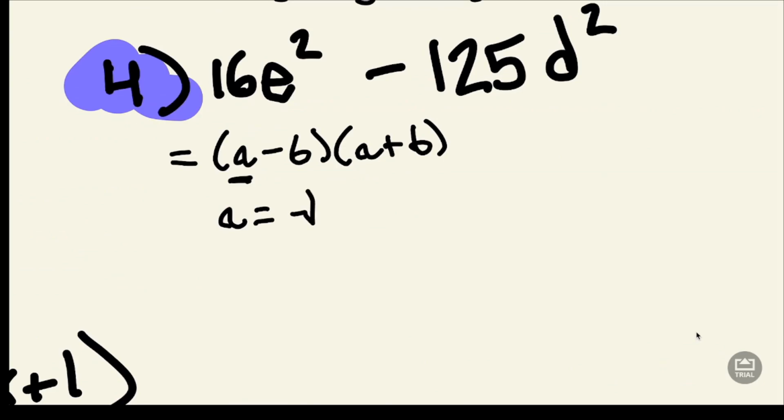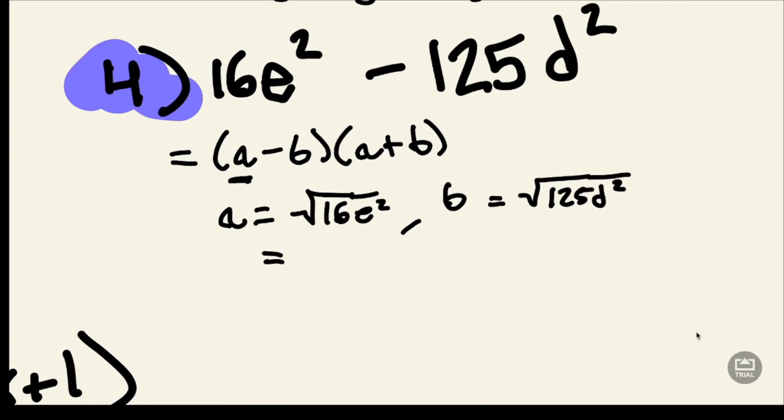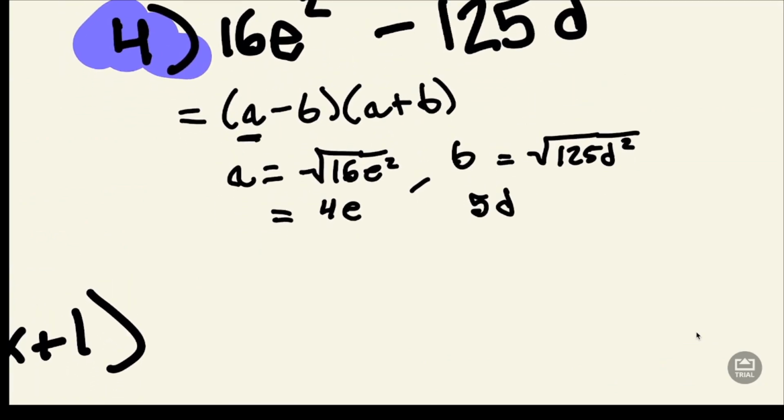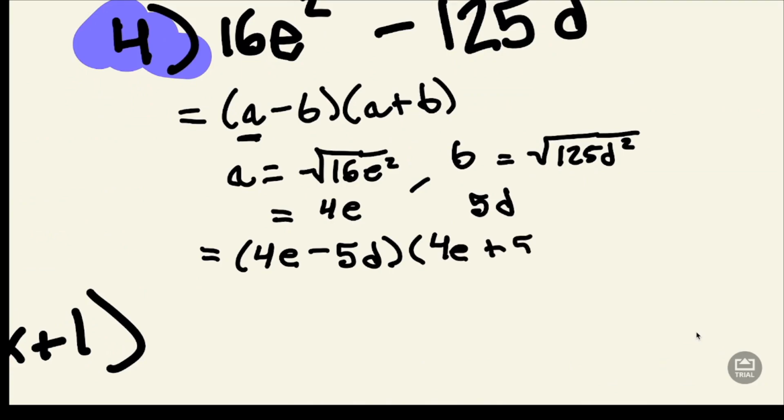So a would equal the square root of 16e squared, and b would equal the square root of 25d squared, right? Simplifying them, you're going to get 4e and 5d. Then you just follow the general format. What does a equal? A equals 4e, so you're going to get 4e minus 5d, and then the same thing in the second bracket, 4e plus 5d. And that's pretty much it.